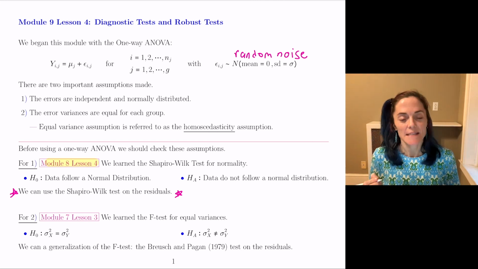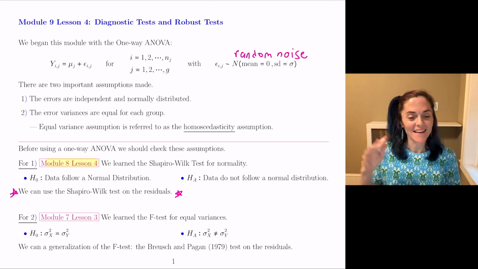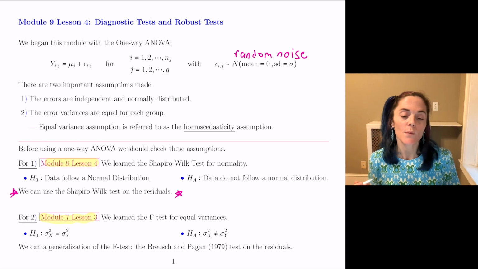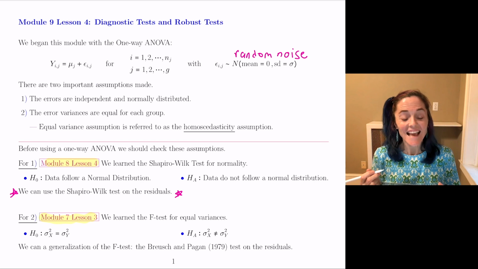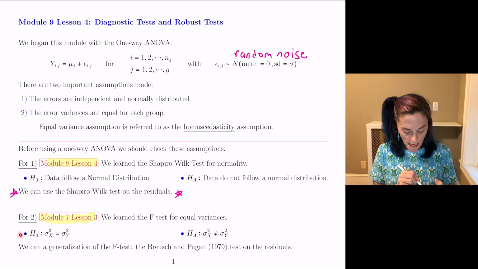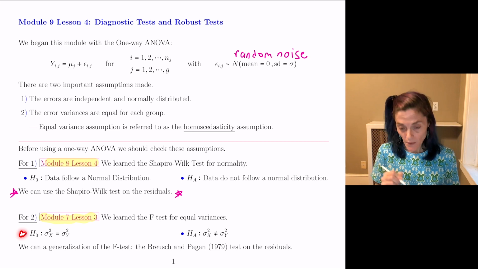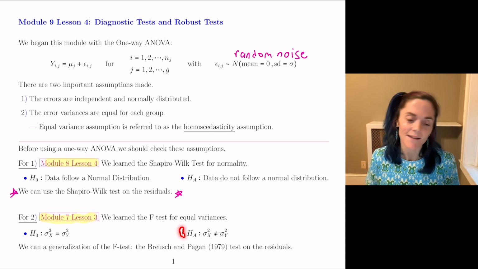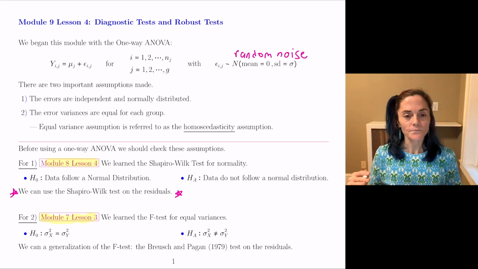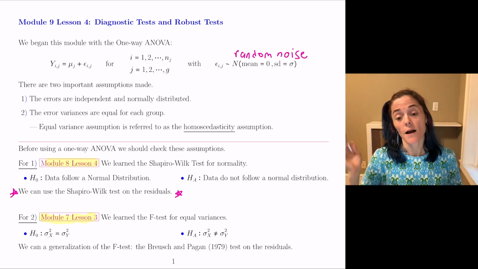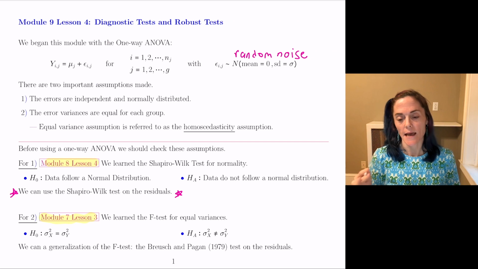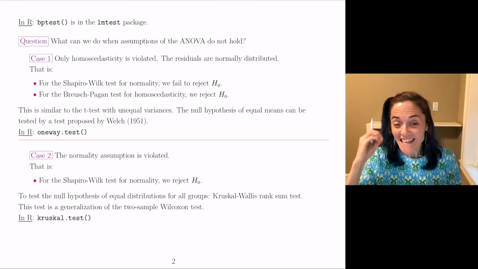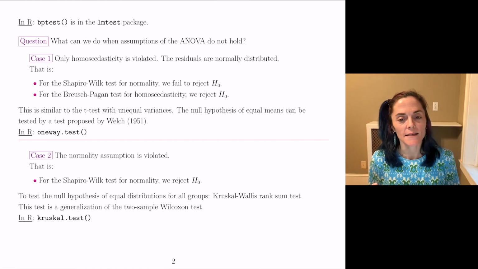Now, for the second assumption of the ANOVA, I will take you back one module before that, which is Module 7. In Lesson 3, we learned an F-test for equal variances. In that test, the null hypothesis was that two variances are equal, and the alternative was that the two variances from two different populations are not equal. Well, we can use a generalization of this test called the Breusch-Pagan test on the residuals. The Breusch-Pagan test is in this lmtest package.